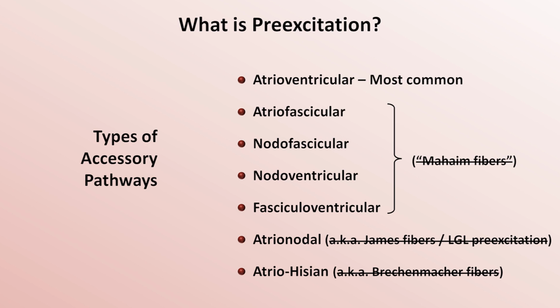And whenever someone refers to a, quote, accessory pathway, it's assumed to be the atrioventricular type unless otherwise stated, since they are the most common and most clinically relevant.